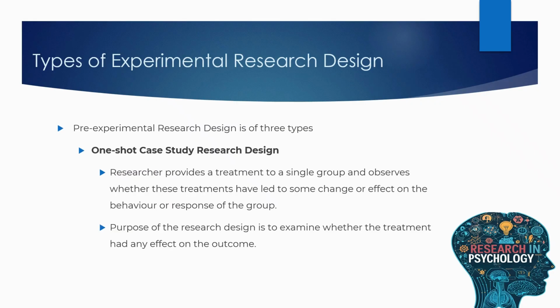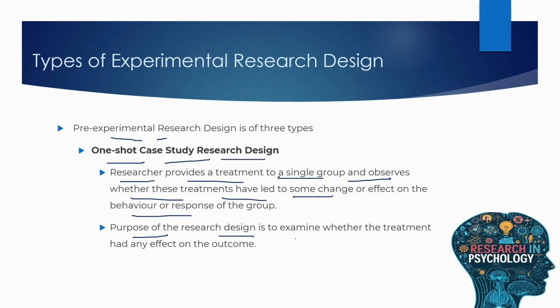First, we have the one-shot case study research design. So here what happens is that the researcher provides a treatment to a single group and observes whether this treatment has led to some change or effect on the behavior or response of the group. All right. This is similar to what we have discussed about the pre-experimental research design, right? The purpose of the research design is to examine whether the treatment has any effect on the outcome. Exactly the same as the example that I told you, the new intervention on anxiety.